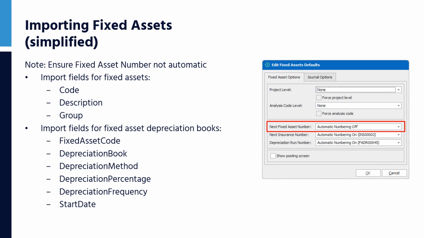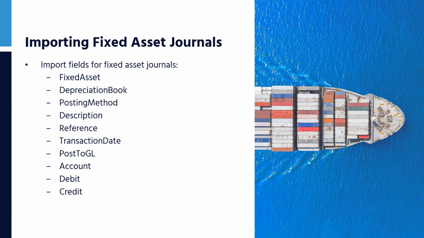So you've got your fixed asset code, depreciation book, depreciation method, percentage and frequency, and the start date. And we'll talk more about those in the context of some actual numbers in a moment. But the key thing to note here is that there is a difference in the code field. The main reason for that is just to add an extra layer of protection to stop you importing the wrong thing or attempting to import the wrong sheet into the wrong fixed asset import. So that's why that's different there.